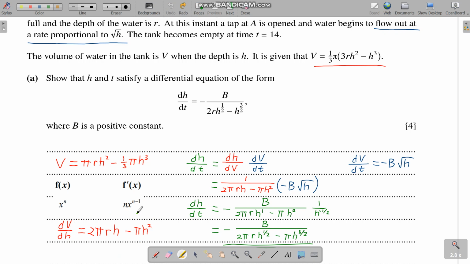And from this phrase, flow out at a rate proportional to, flow out means the dV/dt is negative something times root h. So dV/dt is the rate of flow, the rate of change of volume. It's negative because it's decreasing, flowing out. And for the constant, we use b here.